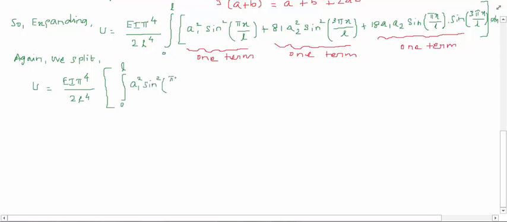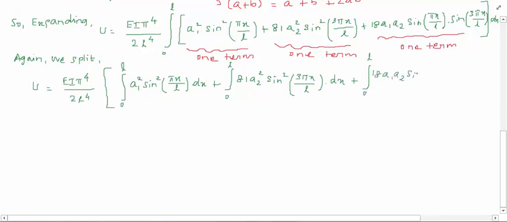So first let us write it. First, a1² sin²(πx/L) dx, that will be one term. Again the integral from 0 to L of 81 a2² sin²(3πx/L), that is the second term, and similarly your third term.